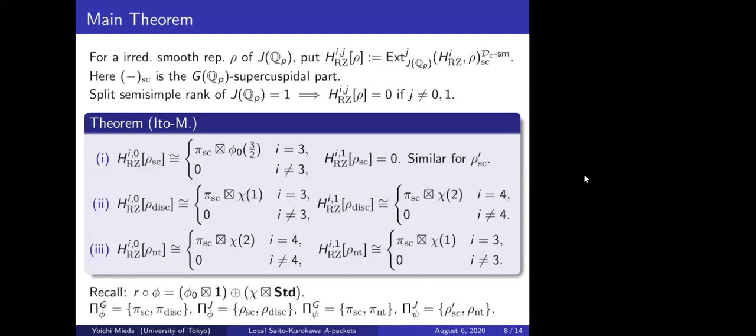So roughly speaking, if we consider the discrete L-packet, then the local Langlands correspondence, or a piece of it like phi zero or chi, appears in the middle degree of the cohomology of the Rapoport-Zink space. But if we consider an A-packet, then something happens outside the middle degree. This is the main theorem.